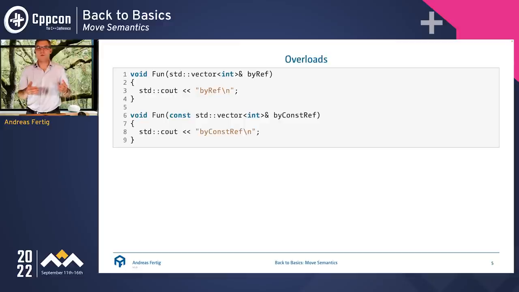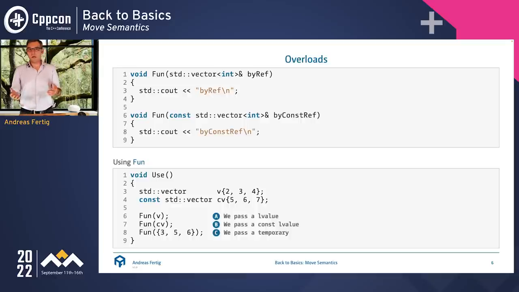I have here two functions, so they practically overload each other, called fun. One takes a std::vector of int by reference, and the other one takes a std::vector of int by const reference. That's simple overloading. And then internally, they don't do anything with the vectors. I simply use them to print out which one got called, right? So you all know that, correct? No surprises here.